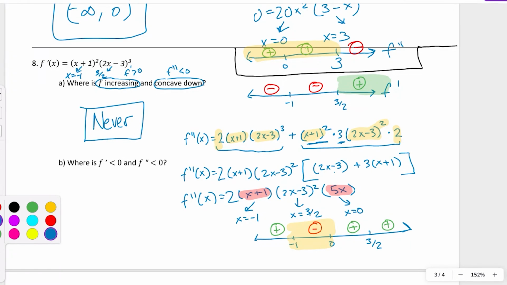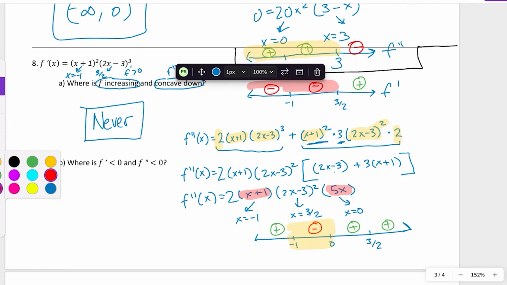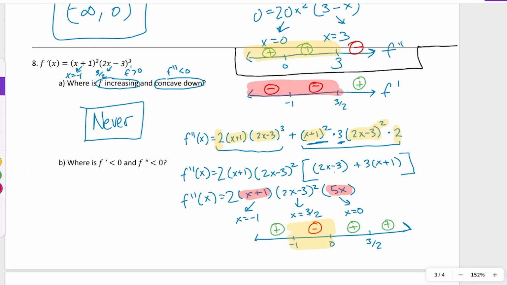But I think there's going to be an answer to B, because for B, we're looking for where f prime is negative, which happens all over here, and also where f double prime is negative, which is the same place where it's concave down. And so there is an overlap in those two intervals, and that overlap is going to be between negative 1 and 0. So there's 8b.